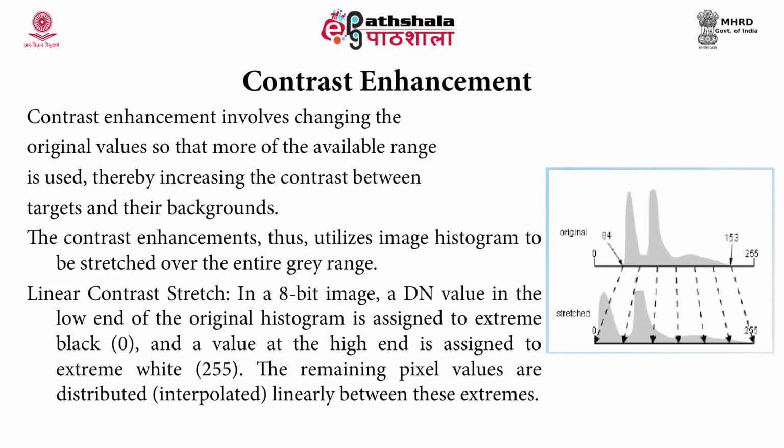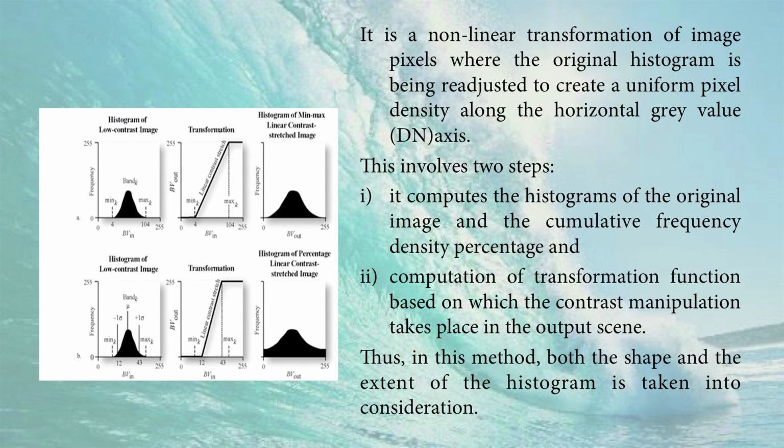In linear contrast stretch of an 8-bit image, a DN value in the low end of the original histogram is assigned to extreme black and a value at the high end is assigned to extreme white. The remaining pixel values are distributed linearly between these two extremes. Histogram equalization is a non-linear transformation of image pixels where the original histogram is adjusted to create a uniform pixel density along the horizontal gray value axis.